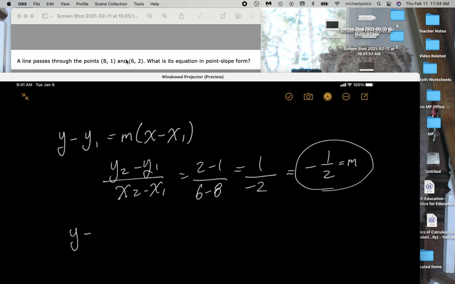So I'm going to get y minus y1, which is going to be my 2, equals my slope, which I figured out was negative 1/2, times x minus x1, which is 6. And that is your final answer.